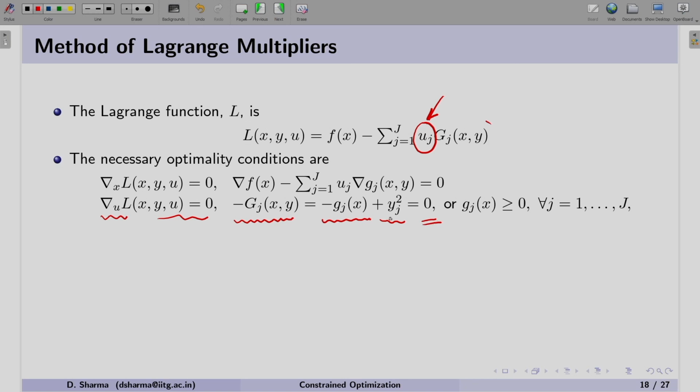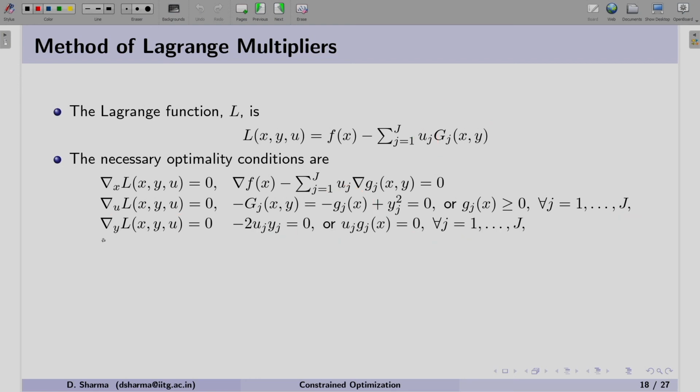Now, looking at this condition, we know that yj square will either take a value of 0 or a positive value, that is, it is non-negative. Meaning that if you take the whole term on the right hand side, we can write this condition as gj of x greater than or equal to 0 for all the constraints. So, this is the constraint for our problem.